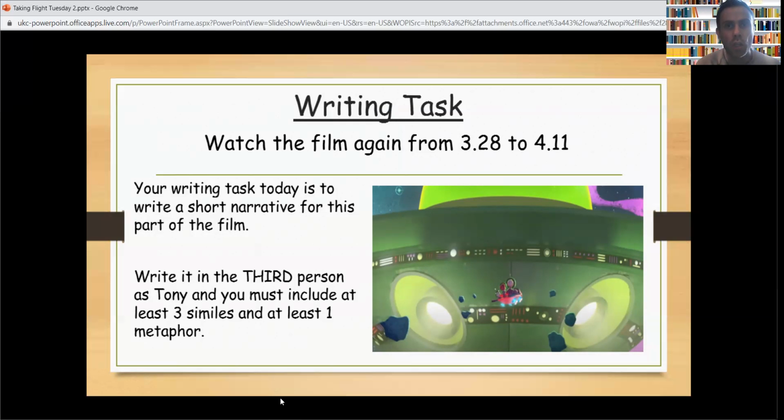One more time. You are doing a writing task now, and you're going to retell the story for this part of the film, just this part, and you're going to write it in the third person about Tony and what's going on in the story for him at this stage of the film. And you've got to put in at least 3 similes and at least 1 metaphor.